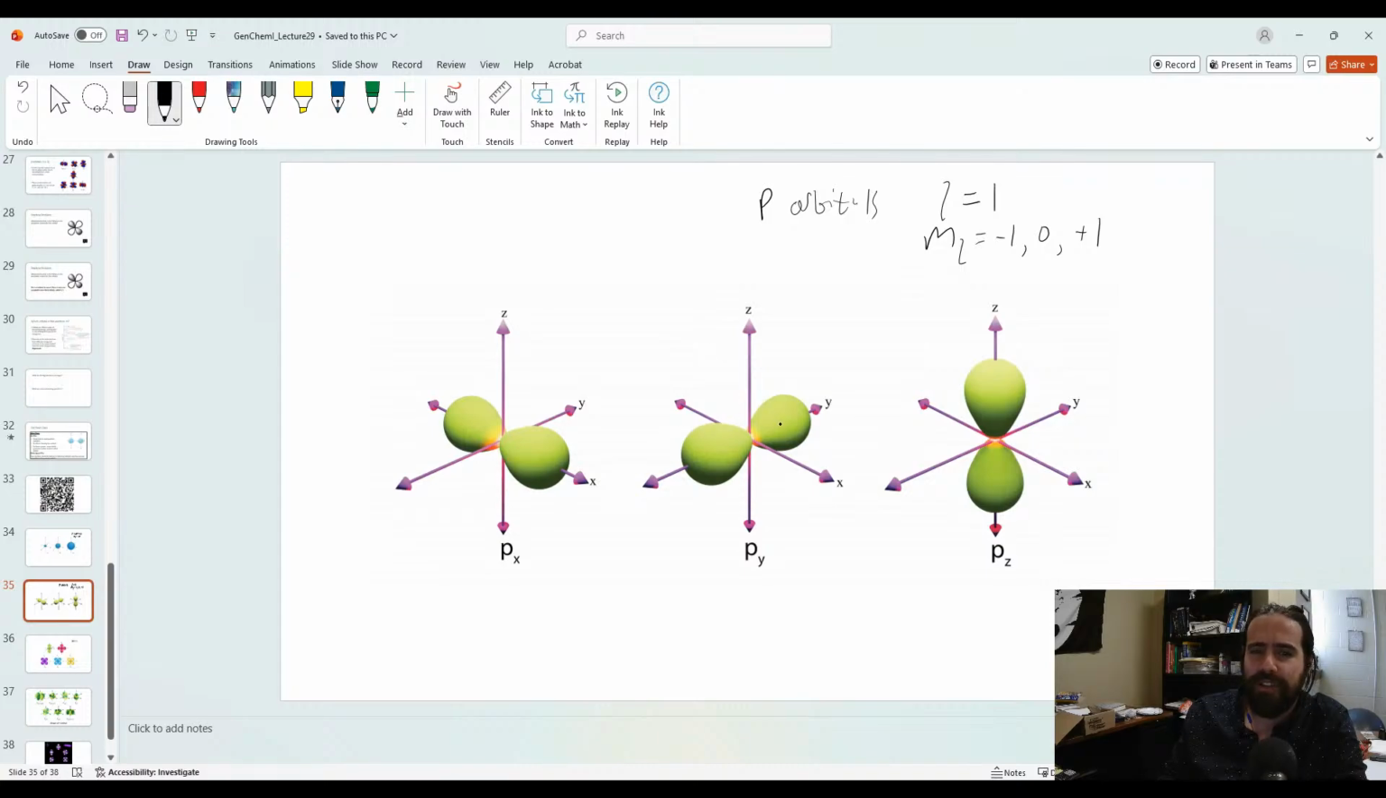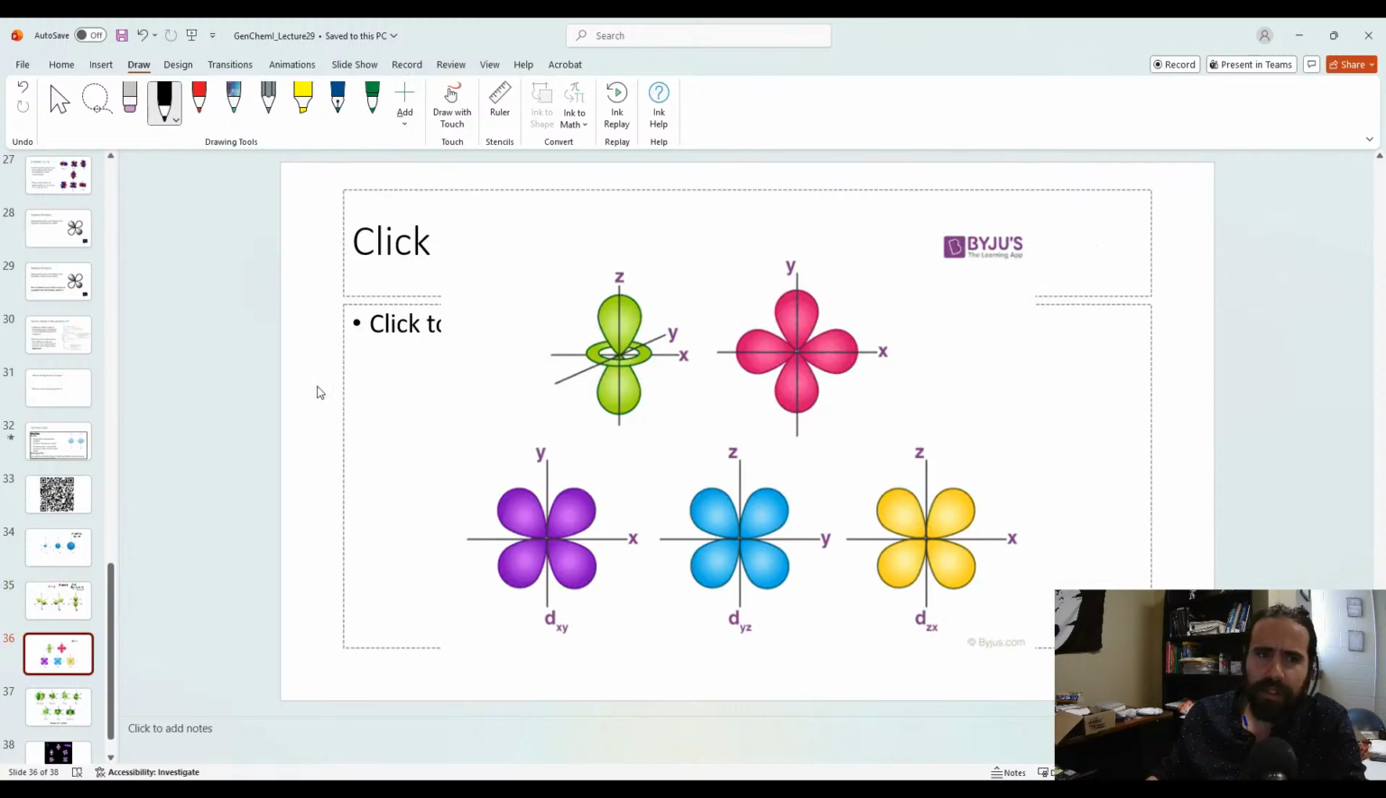Because of its particular shape, there's multiple different orientations or configurations that it can take. And specifically, there's 3 different configurations, right? We would call this the px, the py, and the pz. You don't need to memorize these different configurations. All you need to know is that there are 3 different configurations given this L value. And you can either memorize that or you can solve that by utilizing that equation of minus L to plus L. Okay, but these are the p orbitals. Next up, we have the d orbitals.